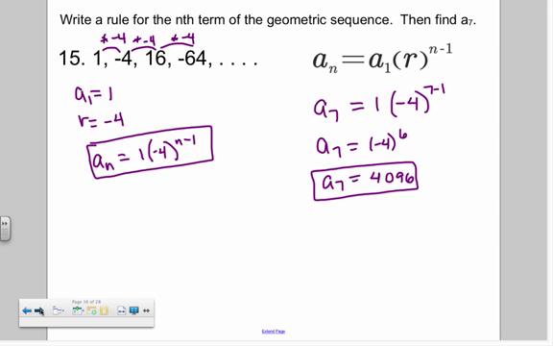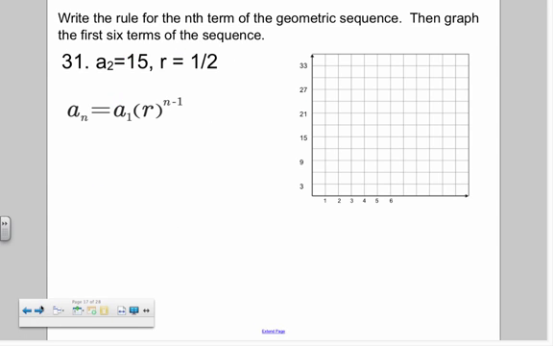Okay, let's take a look at one last problem. Number 31. The directions say write the rule for the nth term of the geometric sequence. Then graph the first 6 terms of the sequence. So again, I put the general rule for the nth term, and they give us the second term and the ratio. But I need the first term and the ratio. So I need to use this information to find the first term. If I know the second term and I know the ratio, I can simply take the second term and divide it by the ratio to find A1.